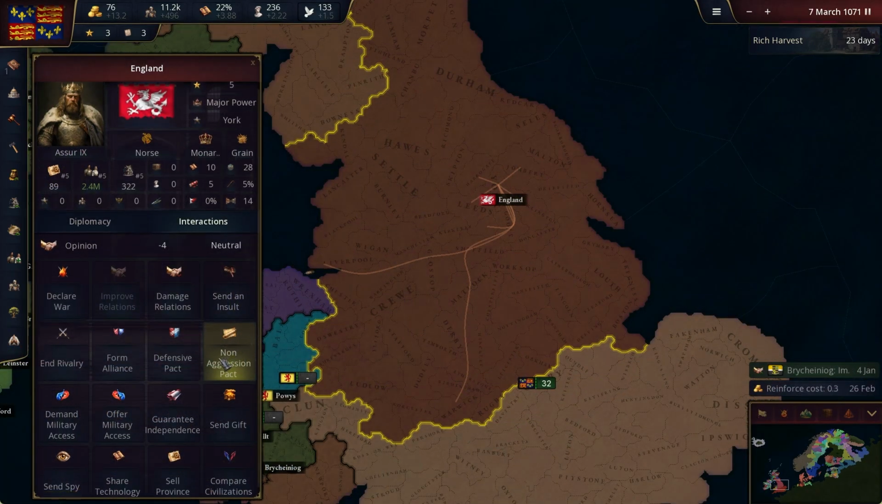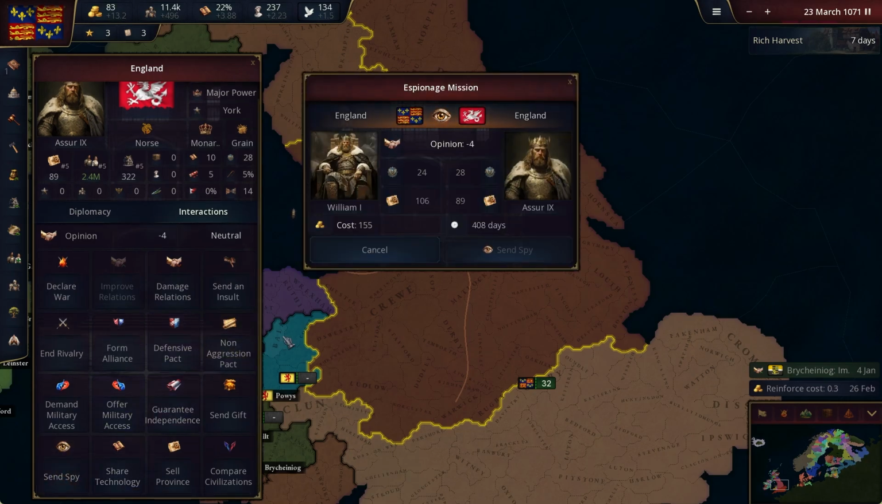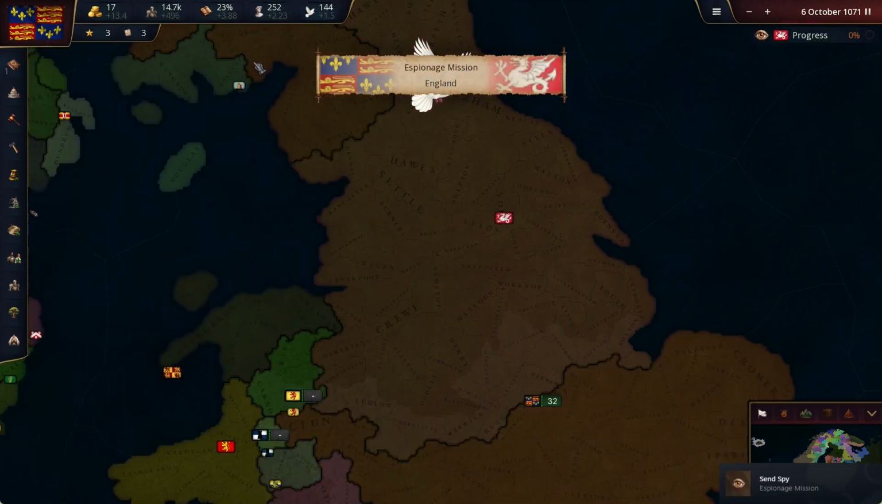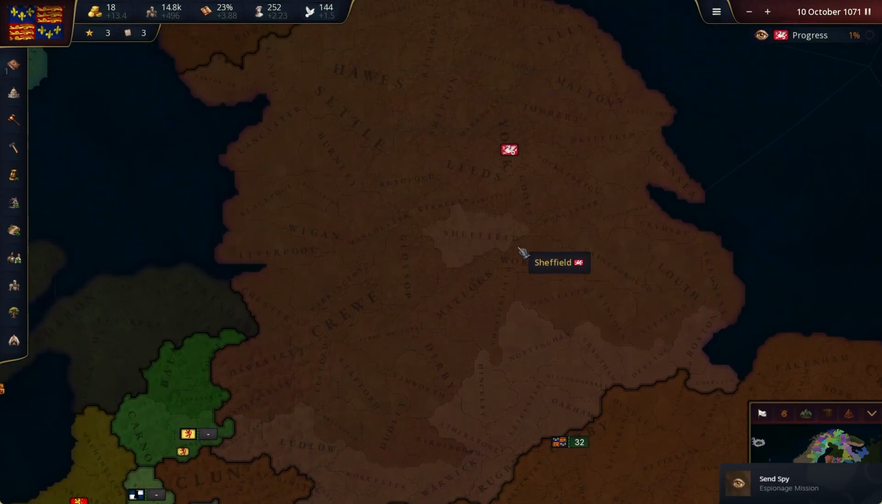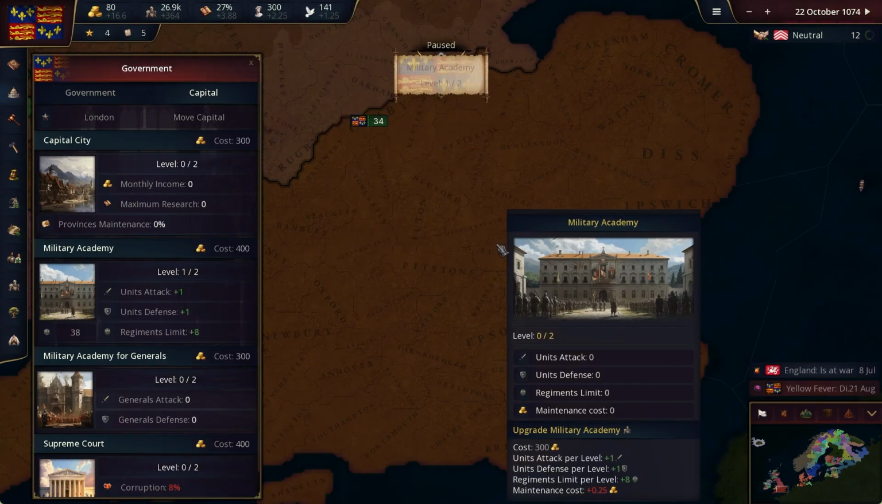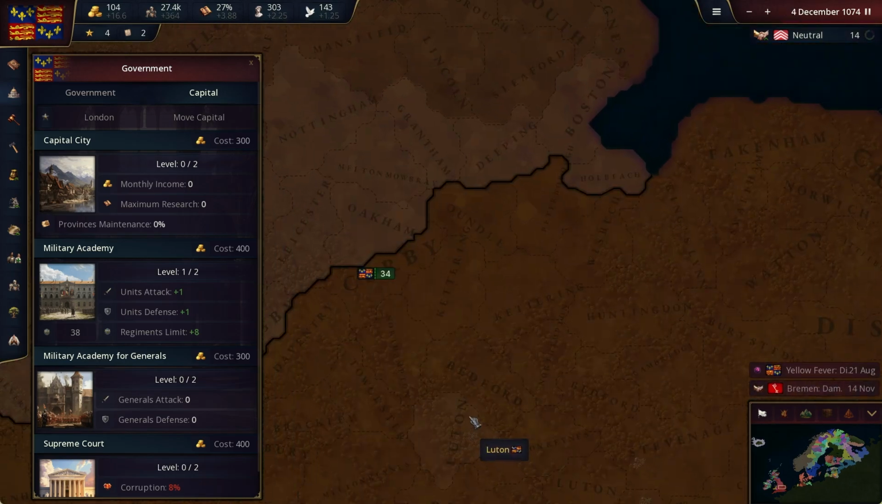Rather than a direct assault on the enemy's similarly sized territory, we pursue a strategic approach. A spy mission is dispatched to assess the strength of the opposing forces while the king allocates funds towards military academy upgrades, allowing for a larger force.